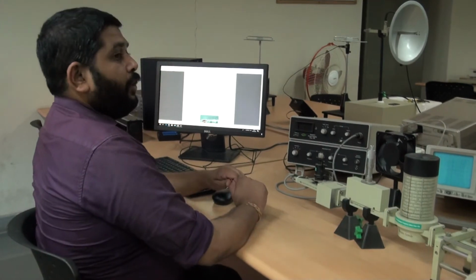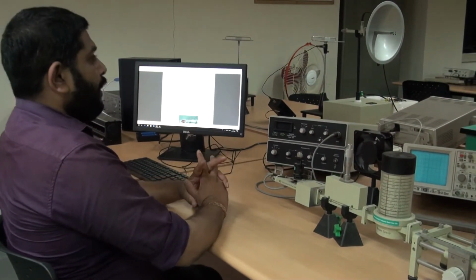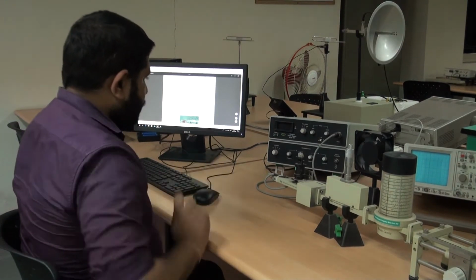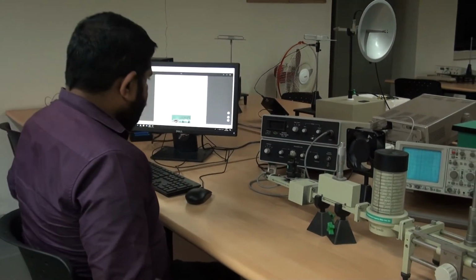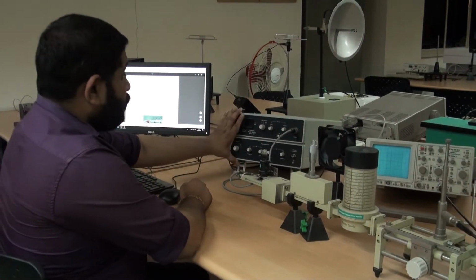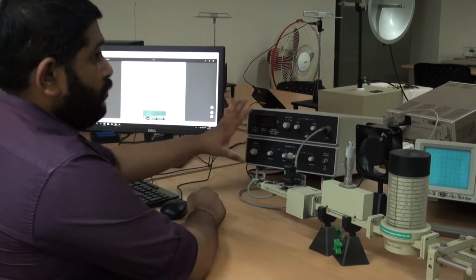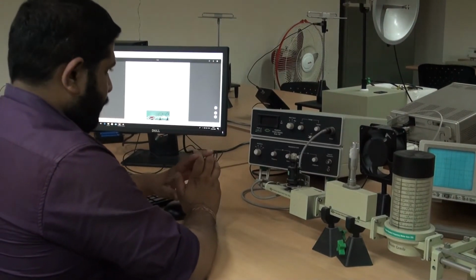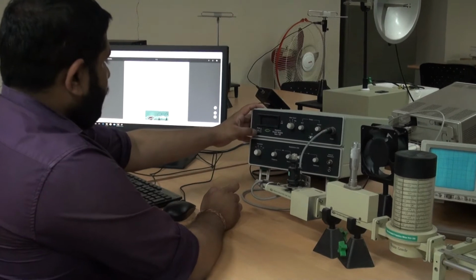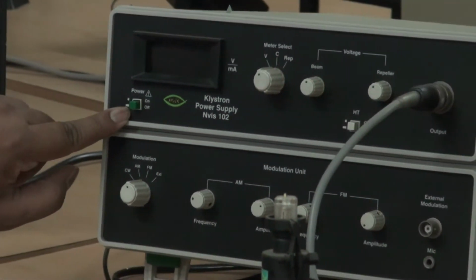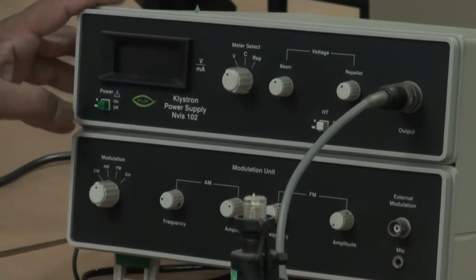Now we will move to the hardware section of the RF and microwave test bench. First we are going to present the klystron power supply. The klystron power supply is a high voltage DC power supply, and this one is the power on and off key of the klystron power supply.